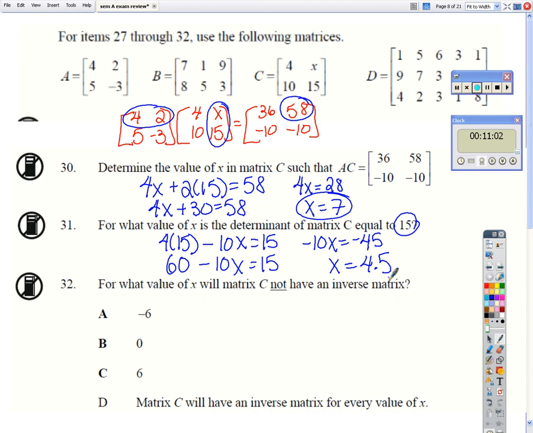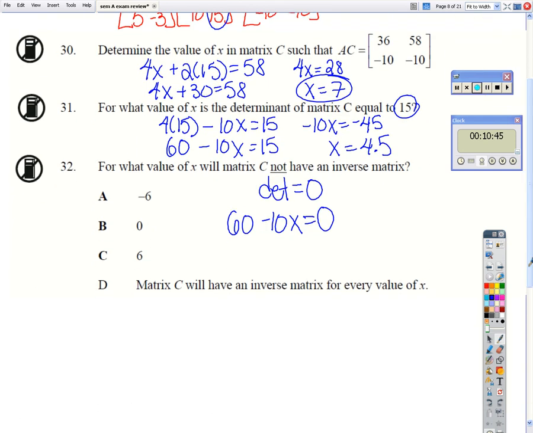Now for a matrix to not have an inverse, that's when the determinant equals 0. So I'm going to go back to my determinant of C, 4 times 15 minus 10 times x, and when does that equal 0? I'm going to subtract the 60 to the other side, divide by negative 10, so that's when x is 6.